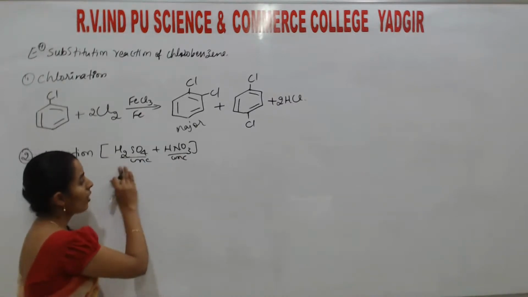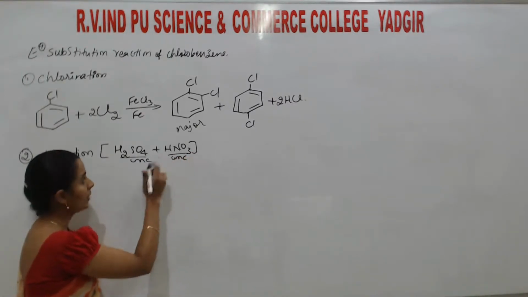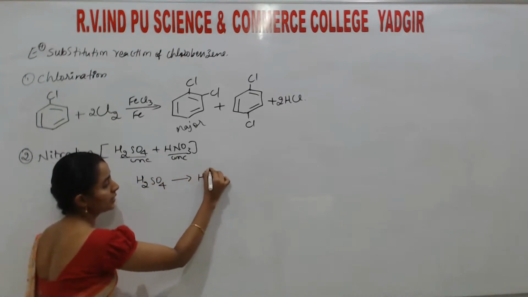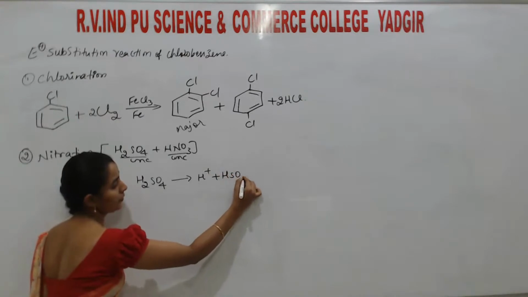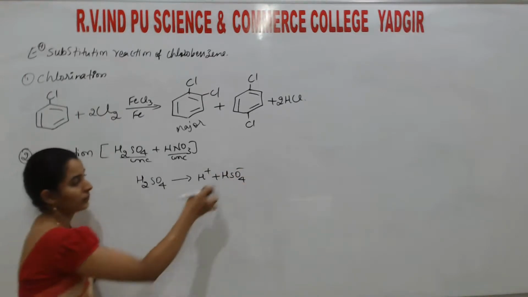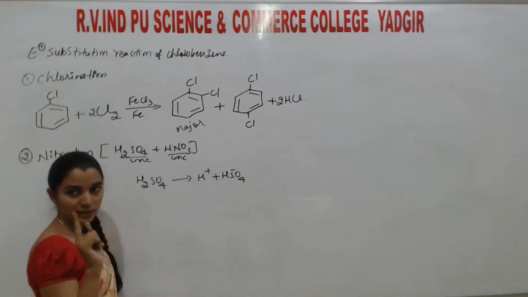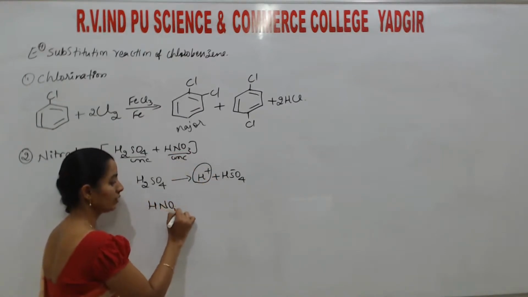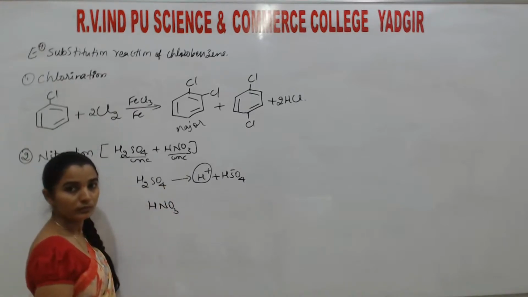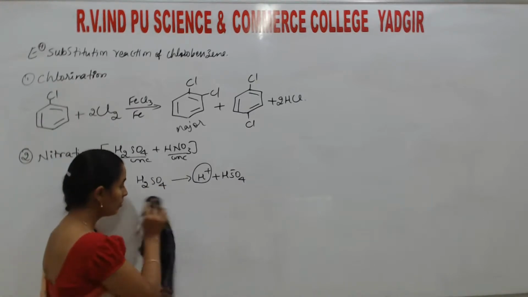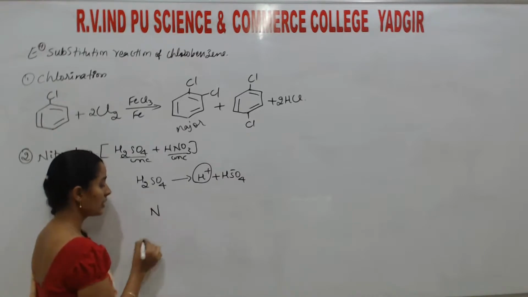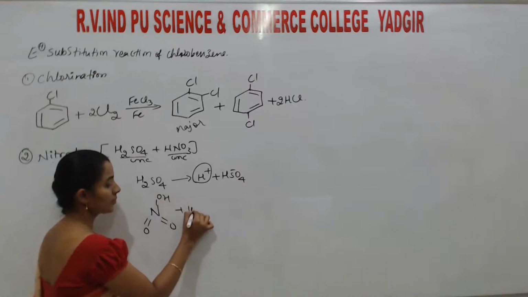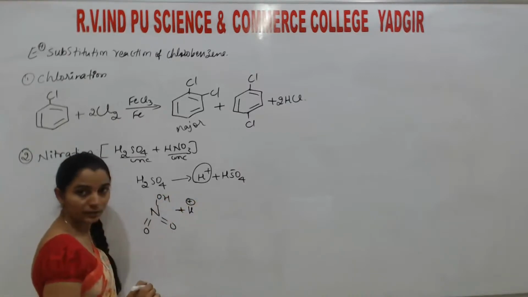Okay, so listen, how the nucleophile is going to form here. This H2SO4 initially dissociates as H+ and HSO4-. First step, this H+ combines with HNO3. Understood? How? Listen, HNO3 is written as N double bond O, OH, plus H+ is going to react.